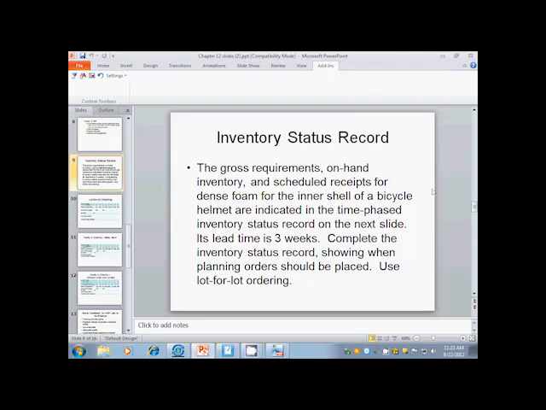In Chapter 12, we take a look at inventory status records. This is something that tells us when we need to order something. So looking at an inventory status record, and I'm looking at slide 9 at the moment, and I'm going to be working with slide 10, 11, and 12 momentarily.